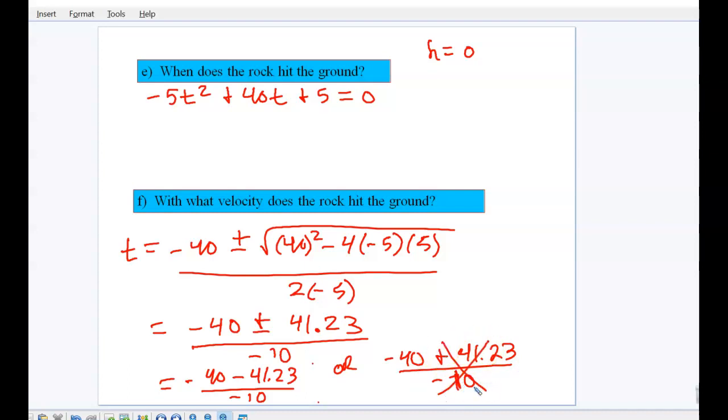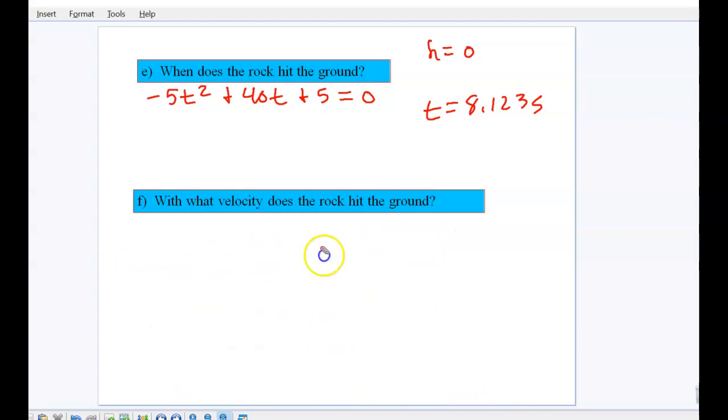So my only possible answer is going to be negative 40 minus 41.23 divided by negative 10. And this is going to give me a time of 8.123 seconds. So there's going to be the time that it hits the ground. So there's my answer for E. So I'll just put up here, t is 8.123 seconds.